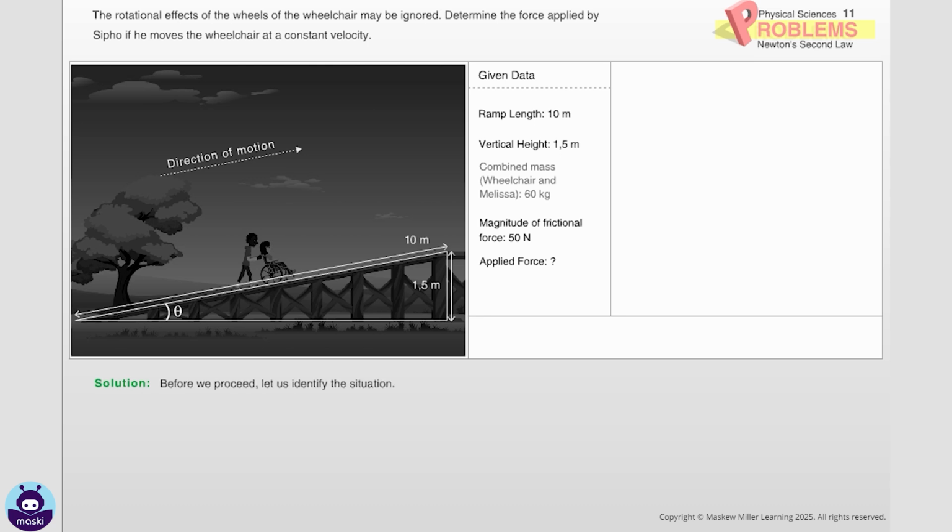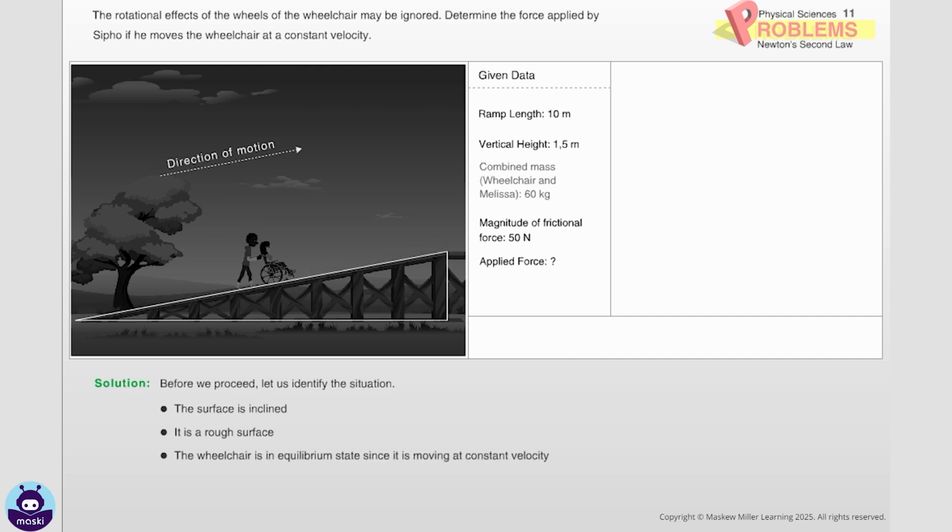Solution. Before we proceed, let us identify the situation. The surface is inclined. It is a rough surface. The wheelchair is in equilibrium state since it is moving at constant velocity. Let us find the forces acting on the wheelchair and draw its free body diagram.